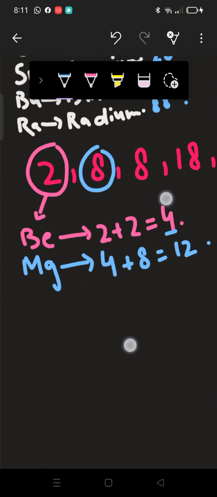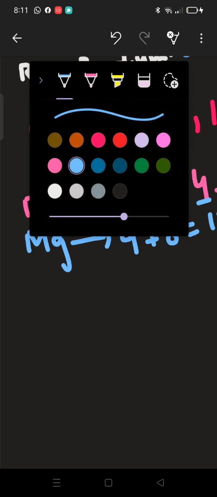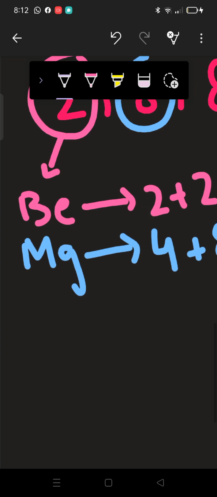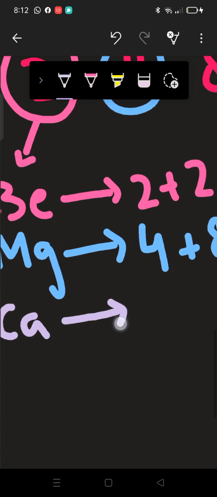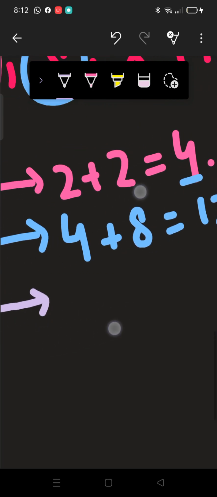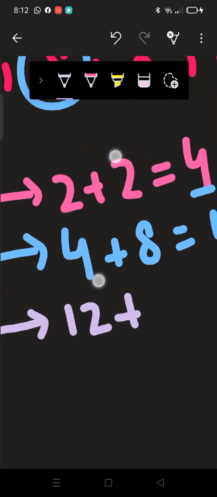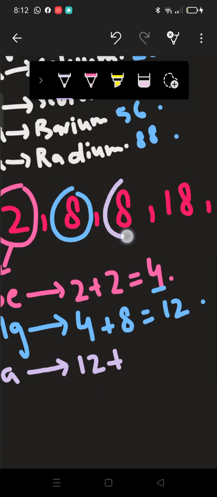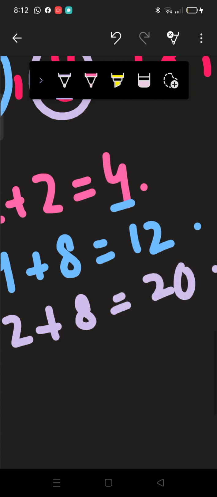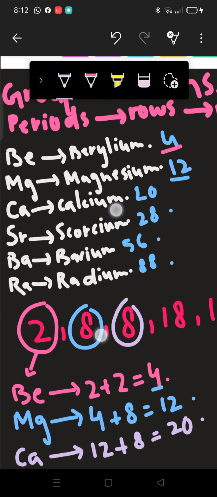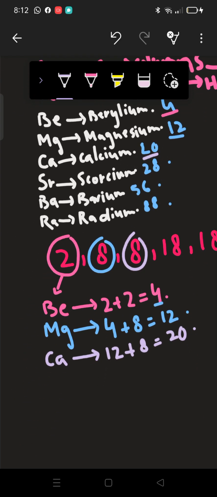Alright, so the third one is calcium. So let me change the color. This would be better. Okay, so now we have calcium, which is represented with capital C and small a. As we got 12, so 12 plus, now what do we have? Now we have 8 again. So 12 plus 8 gives us 20. So as you can see here, the atomic number of calcium is 20, as we have gotten 20 as well.